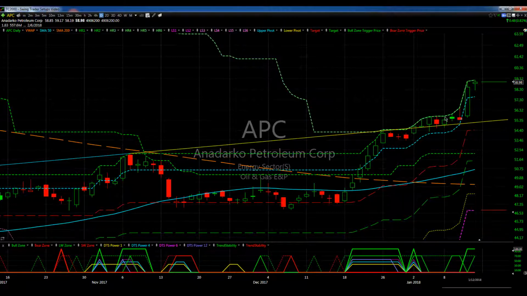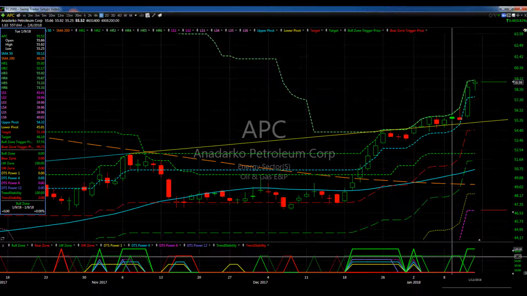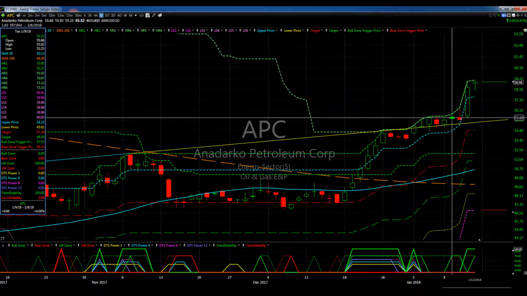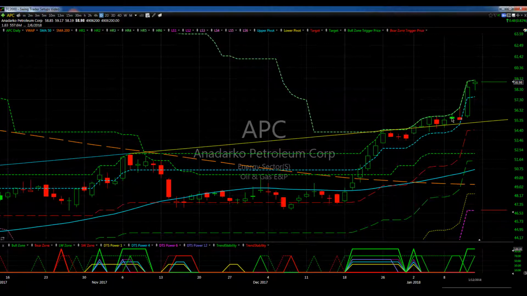And then finally it broke on out again. My trend stability came back in. Finally, at this point, it finally made a high enough low for that to show up. And then it broke back into the bull zone on this day, which is a new calculated level different from down here.